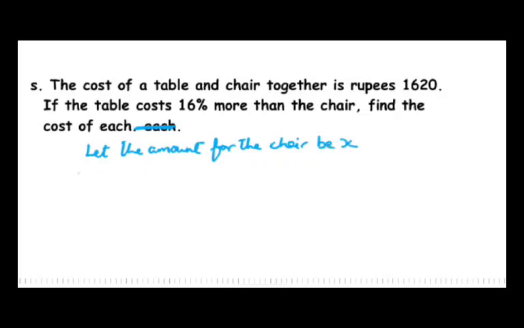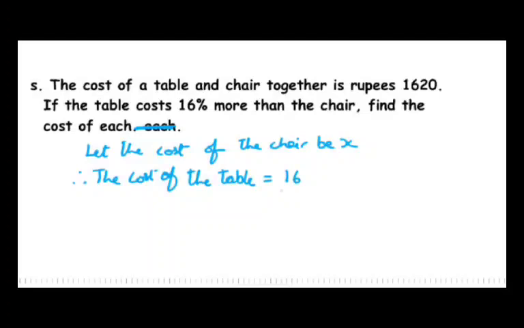be X. Therefore, let me write cost over here. The cost of the table is going to be 16%. 16% means 16 upon 100 of X plus the chair. Correct? Understanding, children?